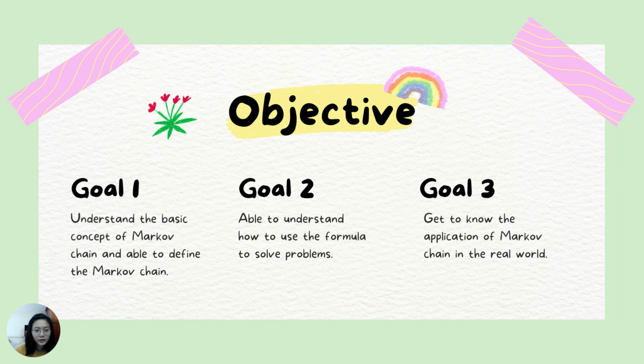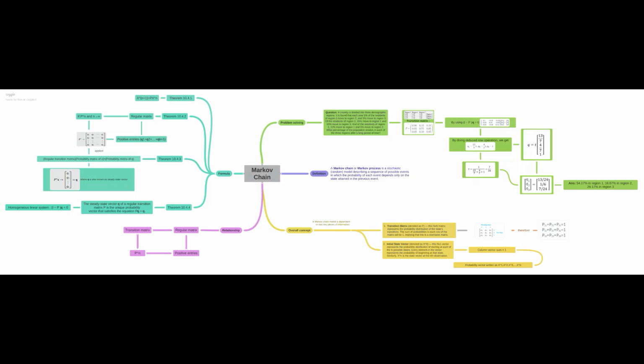Next, we have 3 goals that need to be achieved in the project. Goal number 1 will be understanding the basic concept of Markov chain and being able to define the Markov chain. Goal number 2 is being able to understand how to use the formula to solve the real-time problems. Goal number 3 is to get to know the application of Markov chain in the real world.